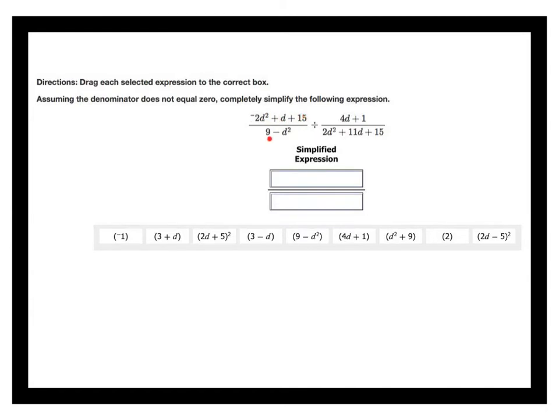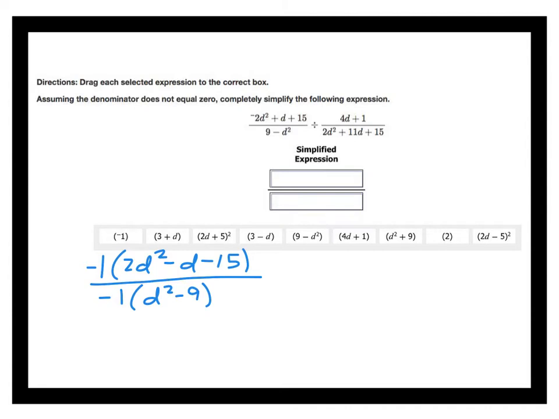Look down here. This kind of looks like a difference of squares. A difference of squares is where you have a perfect square here, and a perfect square here, and subtraction in between. But it's kind of backwards from what we're used to, so let's take a -1 out of that one also. So that's the first thing I should recognize here, that I can take a -1 out of the numerator and make it 2d squared minus d minus 15. And out of the denominator, making it d squared minus 9.